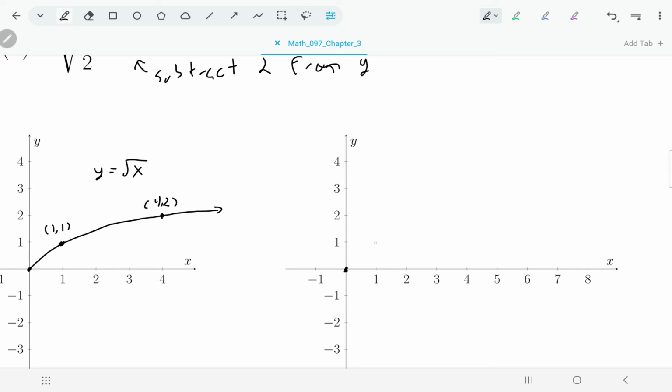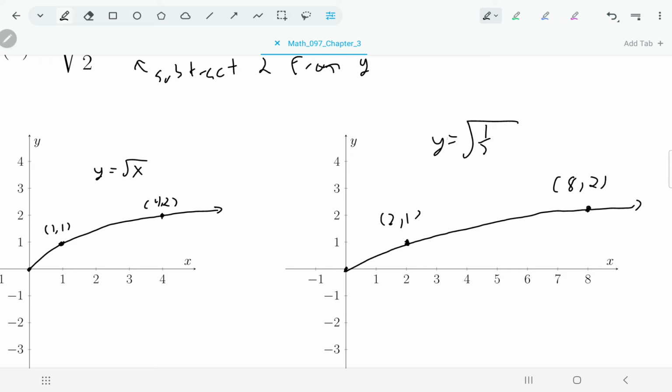But for (1, 1), when I divide that x value by 1/2 or multiply that x value by 2, I get the point (2, 1). And (4, 2), when I do the same thing there, divide the x value by 1/2 or multiply by 2, that gets me the point (8, 2). And there we go. We've got ourselves our stretched graph, y equals square root of 1/2 x.